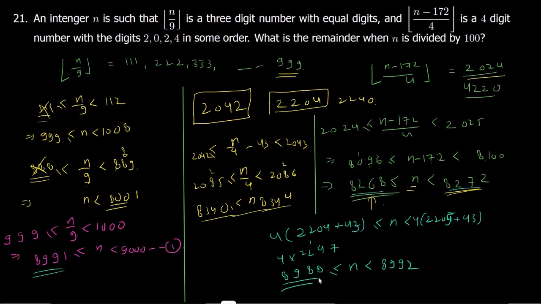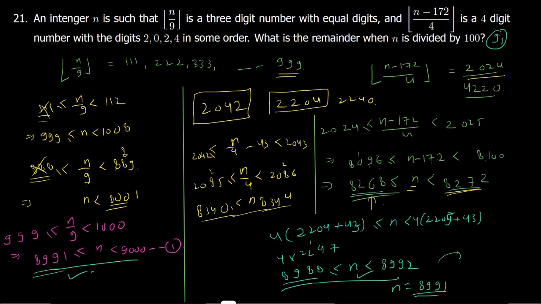And if you calculate the intersection of these, now if you take any higher permutation, they will be significantly more than this. So the only intersection that you will get from this and this will be n equals 8991, which is present in this set as well as this set. So my number is 8991 and the last two digits are 91.